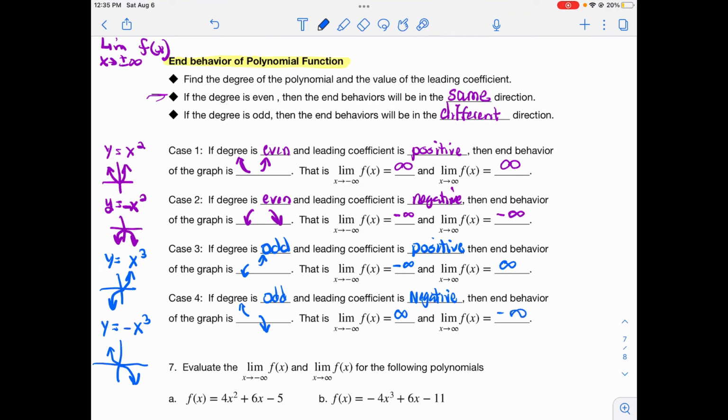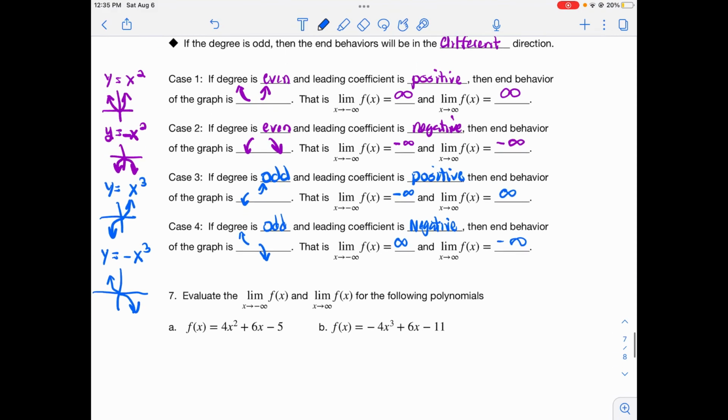So notice in case 3, it's odd, so my answers are different directions. One's negative infinity, one's positive. Same in case 4. One's positive infinity, one's negative infinity.